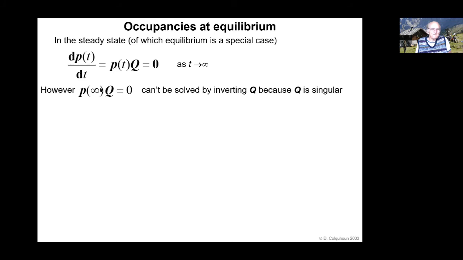So we've got, at infinite time, P infinity times Q is the zero matrix. But we can't solve that by post-multiplying each side by Q to the minus one, the inverse of Q, because we can't invert Q because it's singular. So what are we going to do? Well, there is a very neat trick.